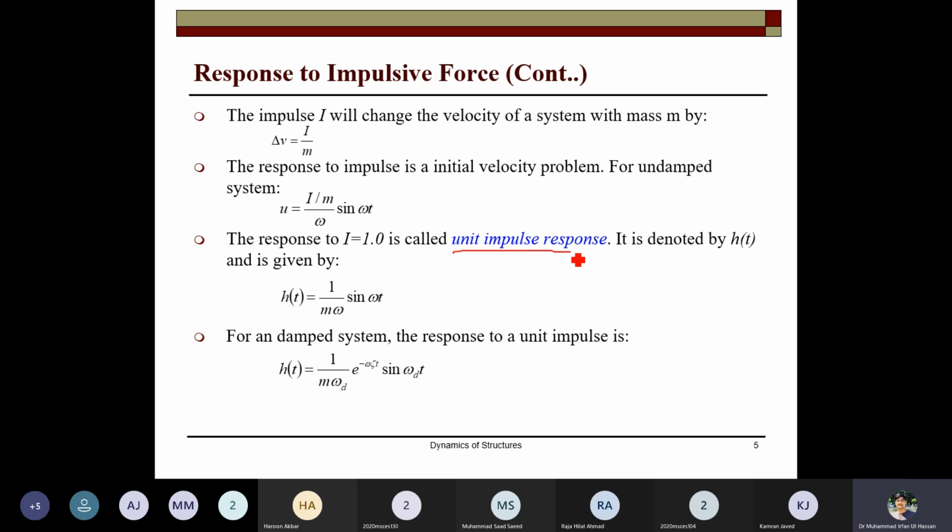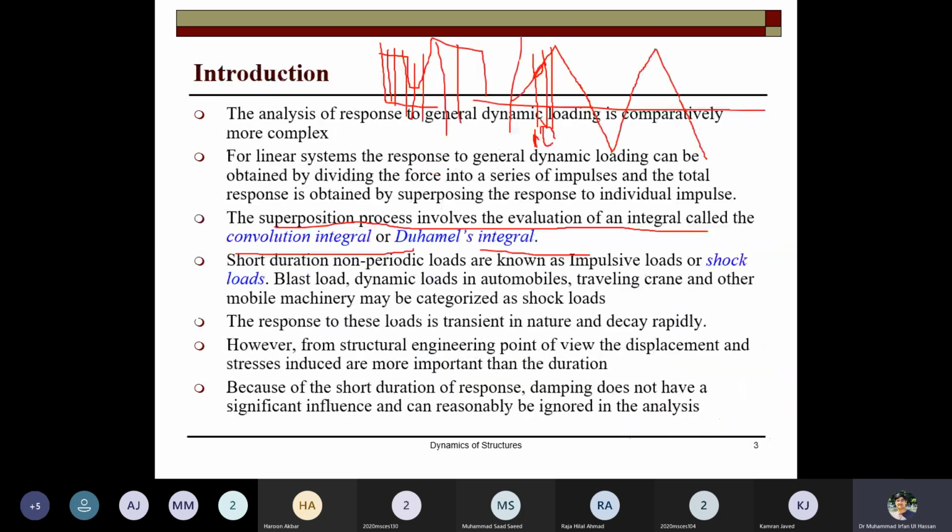We can solve it by the unit impulse force. Let's say the response to the unit impulse force is represented by h(t). For a unit impulse force, the displacement is denoted by h(t), and it is written as 1 over m omega sine omega t. For a damped system, we have to include the damping expressions. So for both the undamped and the damped system, this is the response of the system.